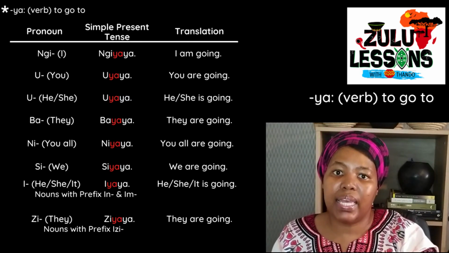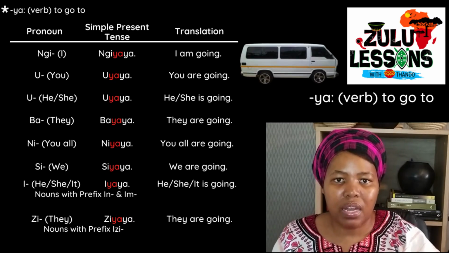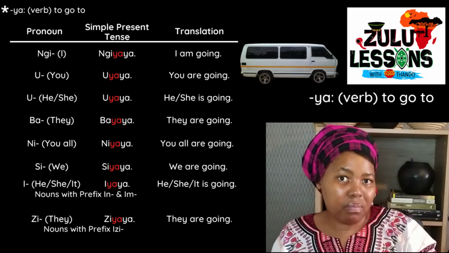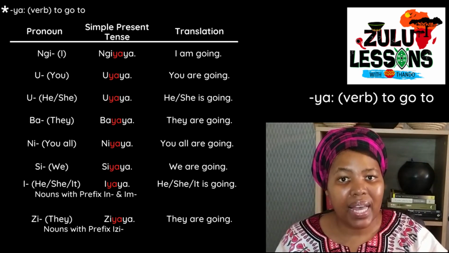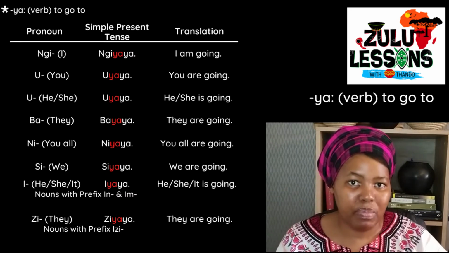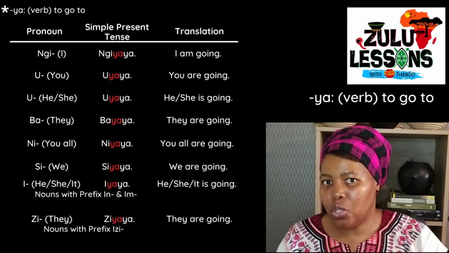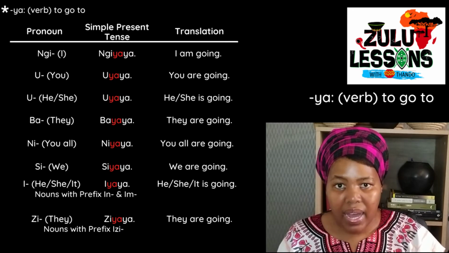And we are going. Siyaya. You'll often see minibus taxis around South Africa with a little sticker at the back that says Siyaya. So we are going wherever, but we are going. And iyaya. So that's any noun that begins with an IN or an IM. So if we are saying that the girl is going, intombazane iyaya. Or the son is going, indodana iyaya. Or the daughter is going, indodakazi iyaya.